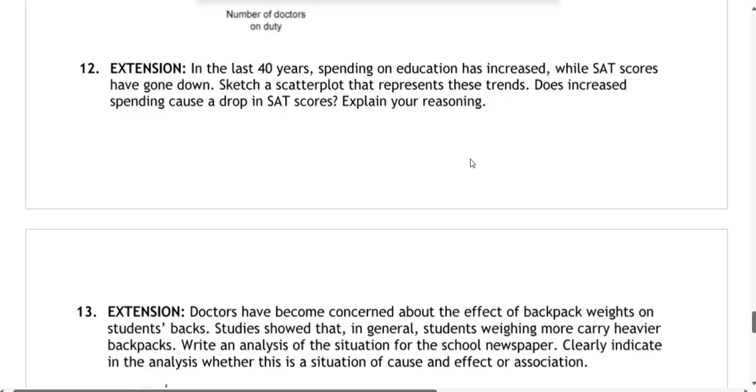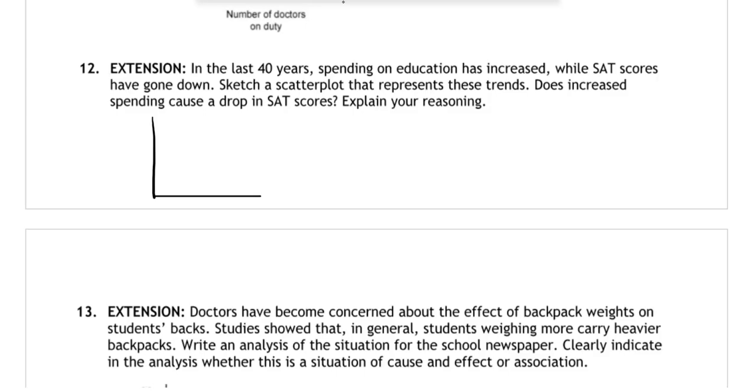In the last 40 years, spending on education has increased while SAT scores have gone down. Sketch a scatter plot that represents these trends. Does increased spending cause a drop in SAT scores, and explain your reasoning? Okay, well, let's start with this scatter plot. So go ahead and draw this.